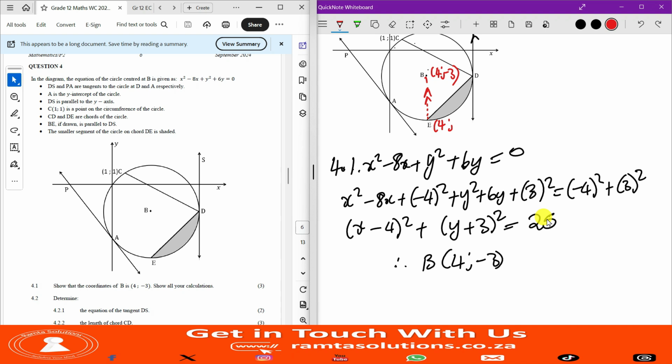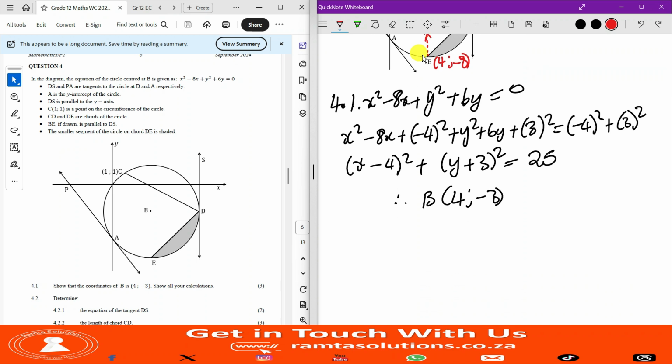So we move 5 units down, which gives minus 8. And this point must then be 5 units to the right: 4 plus 5 is 9. The y value must be minus 3, because it's parallel to the y-axis. It's parallel to this line as well. Okay, moving on.